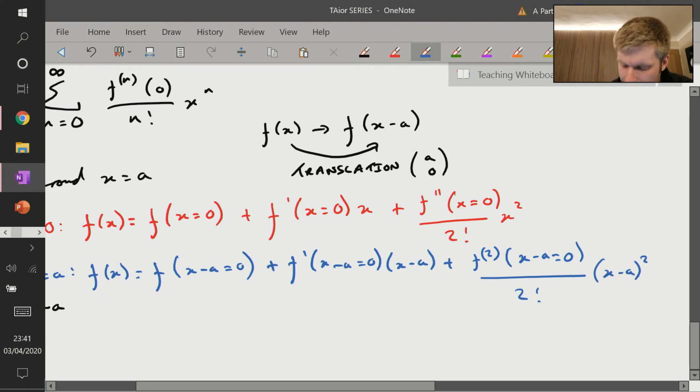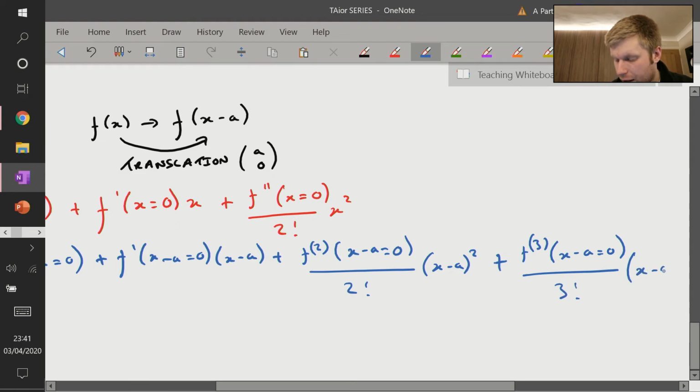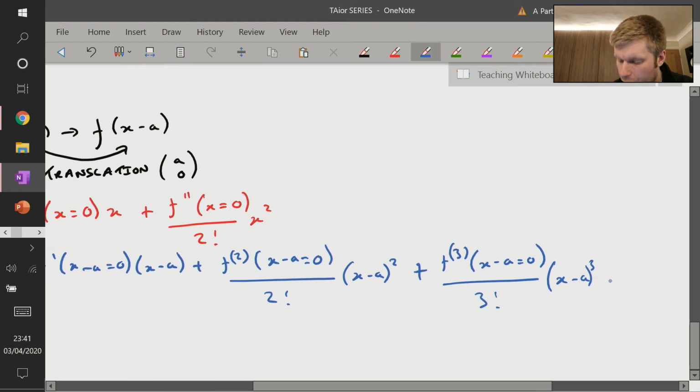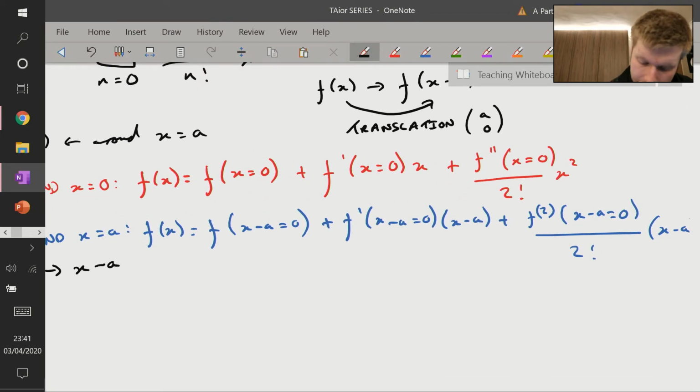In fact, if I just carry the pattern on, the next term is going to be the third derivative of my function around the point x minus a equals 0, all divided by 3 factorial, then change the x to x minus a like I did before, and so on, and so on. Now, I can tidy this up just a little bit.